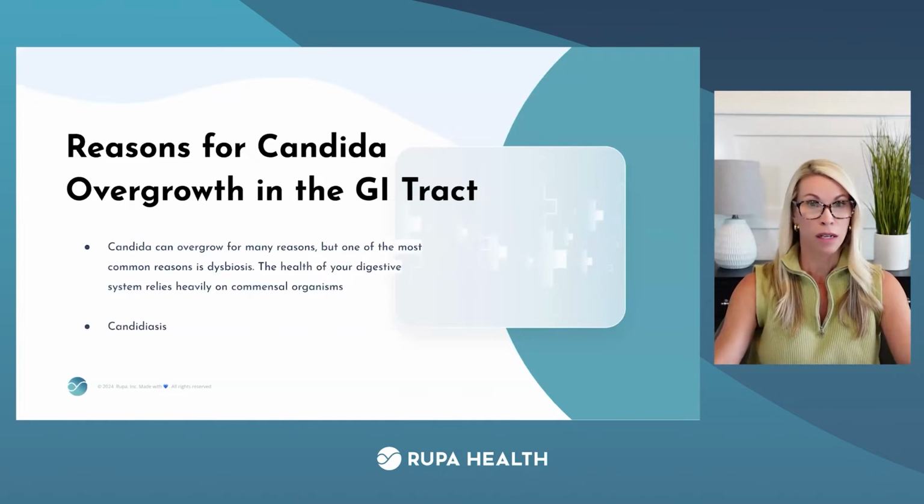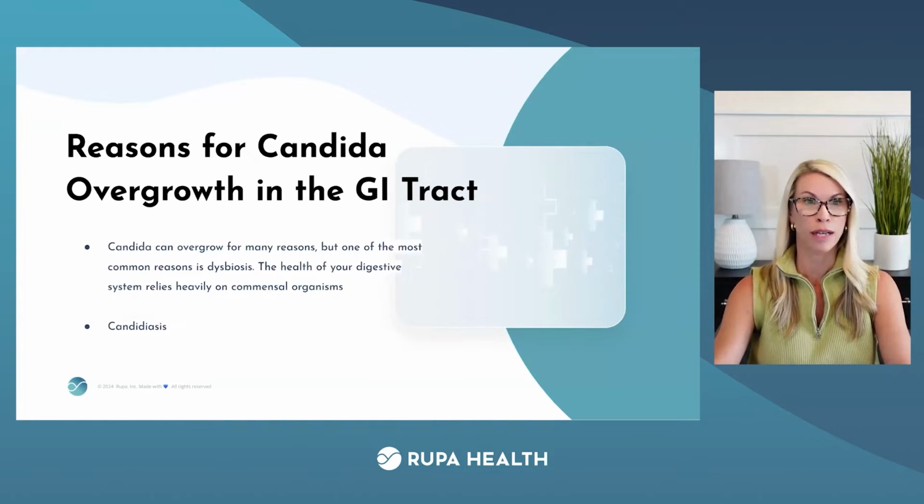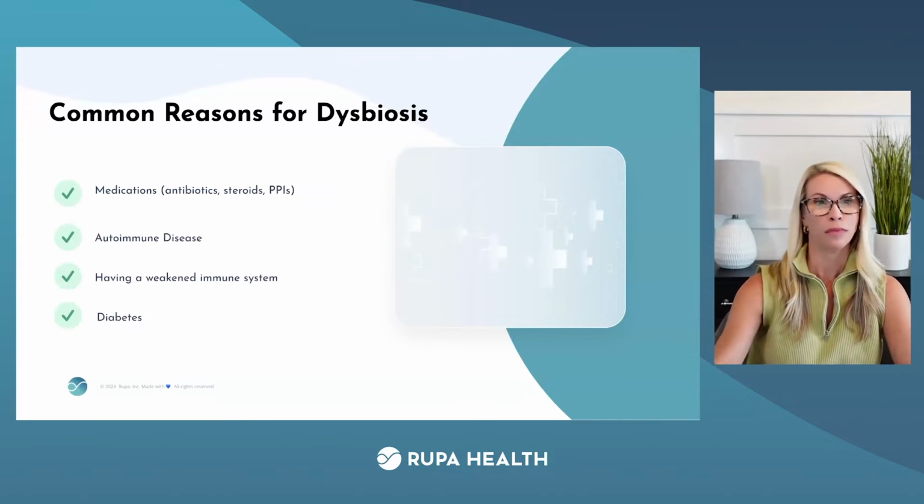So, some reasons that Candida can become overgrown, especially in the GI tract: dysbiosis is very common. When we have dysbiosis, that basically just means an imbalance between good and bad bacteria. When that happens, the environment becomes right for this Candida to become overgrown. And again, candidiasis is just that term that refers to Candida overgrowth when it becomes more opportunistic and overgrows.